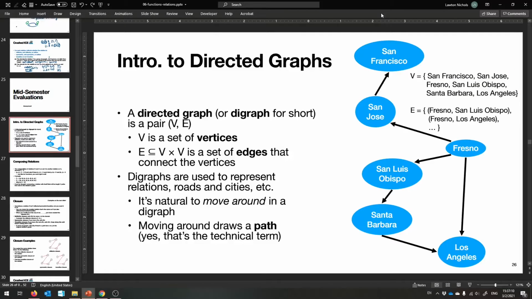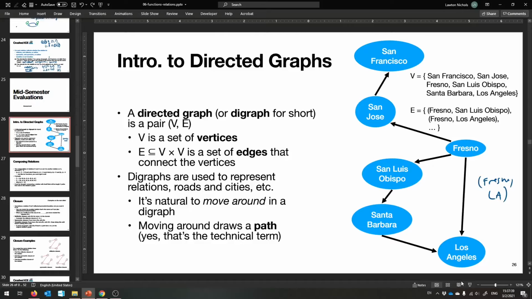And then you give all the ways you can get there. Okay? You give a set of edges, and each edge, you see, each edge is a pair. You see that? It is itself a pair of two vertices. So like this edge right here is Fresno, LA. Yeah? That's the idea. And so that is all you need to specify this picture.